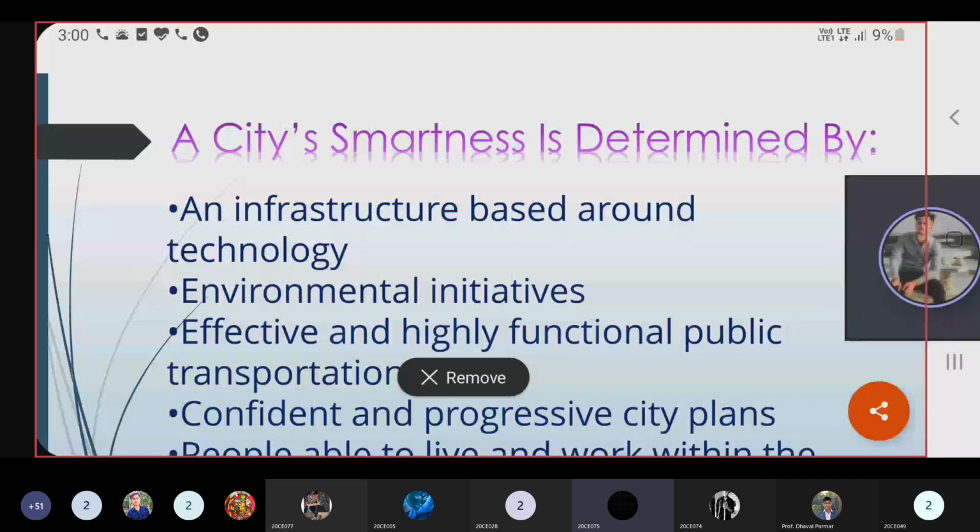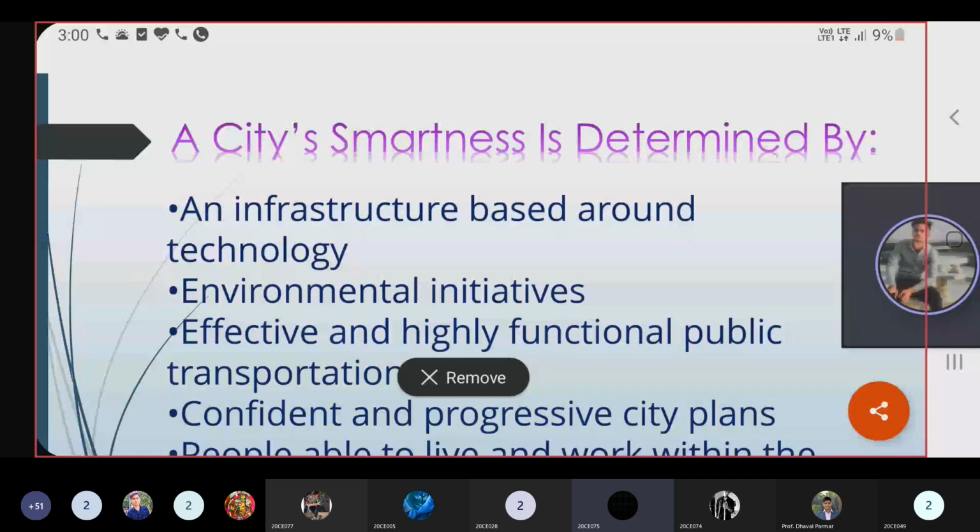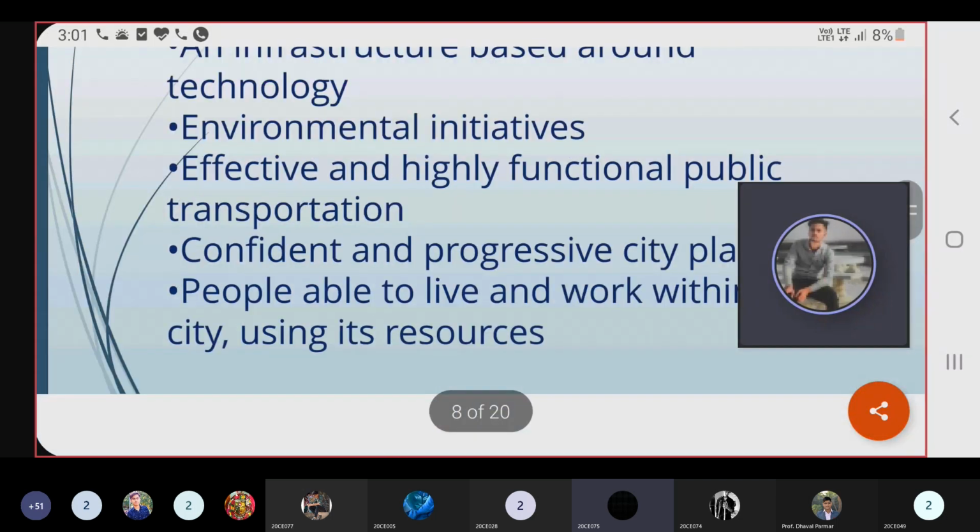Next, a city's smartness is determined by infrastructure based around technology, environmental innovation, effective and highly functional public transportation, confident and progressive city plans, and people able to live and work within the city using its resources.